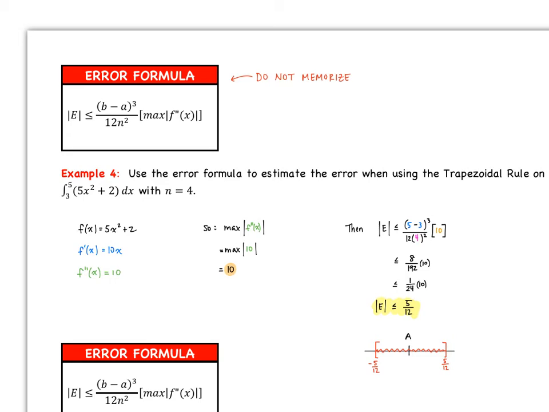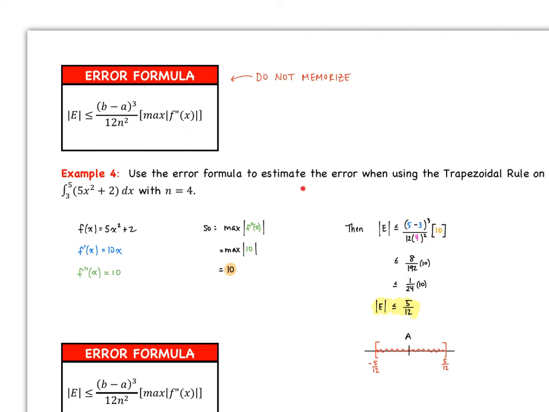The last thing we're going to talk about is the error formula when we use the trapezoid rule, and we talk about certain intervals. So this is our error formula. You do not need to memorize this. The absolute value of the error, so that just means the error can come within a certain value, is equal to b minus a to the third over 12n squared times the maximum value of the absolute value of our second derivative. So let's see how this works.